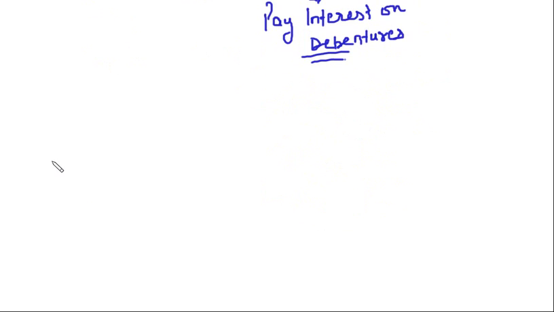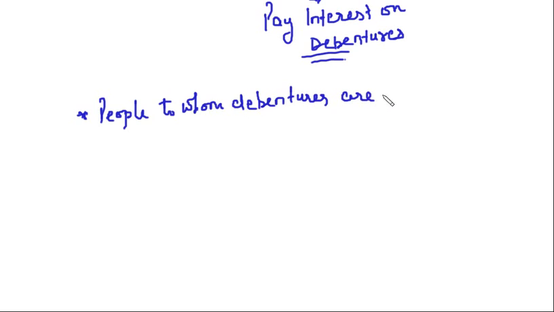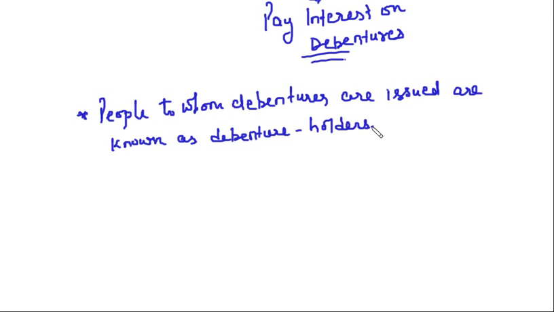Then write down, the people to whom debentures are issued are known as debenture holders. Right? So the people to whom the debentures are issued are known as debenture holders. And if you remember, in case of shares, the people to whom the shares were allotted were known as shareholders. Here you call them debenture holders. Right?